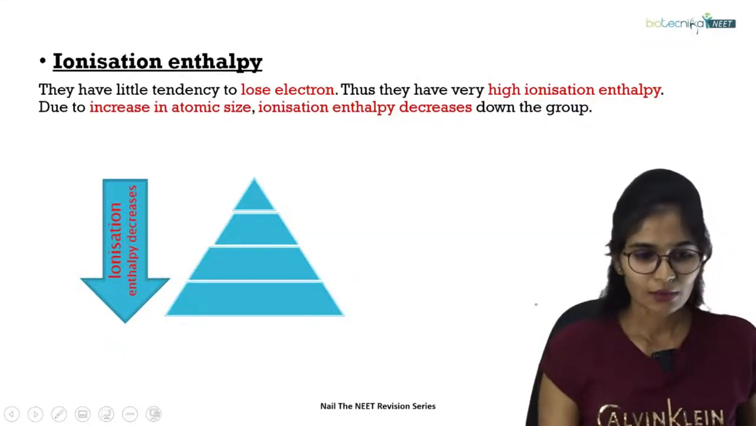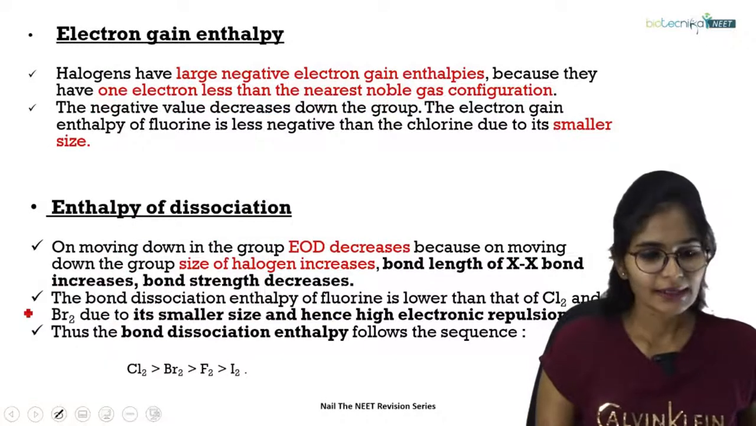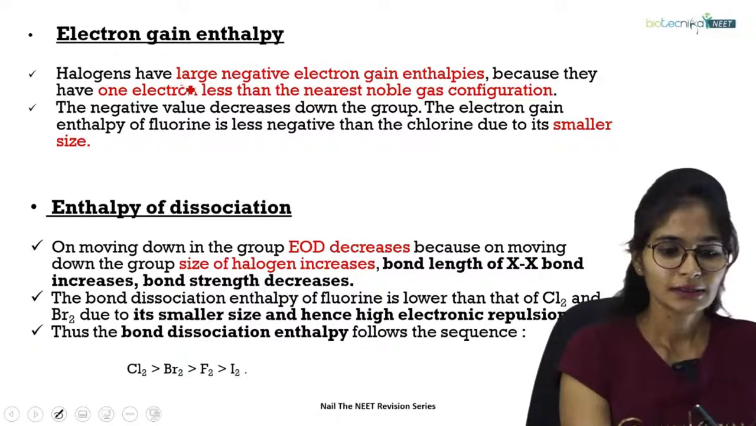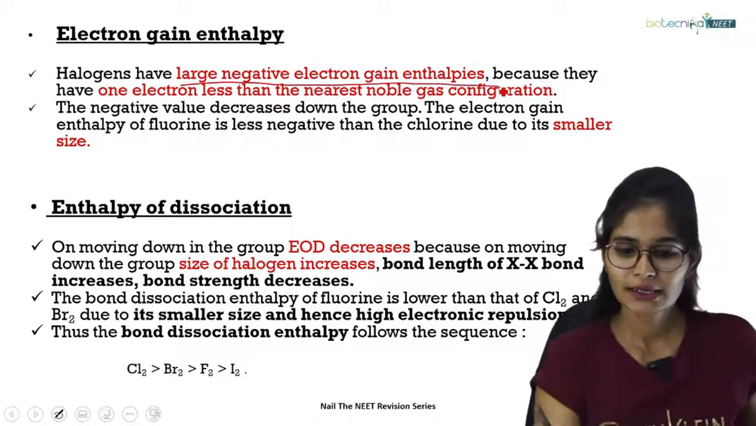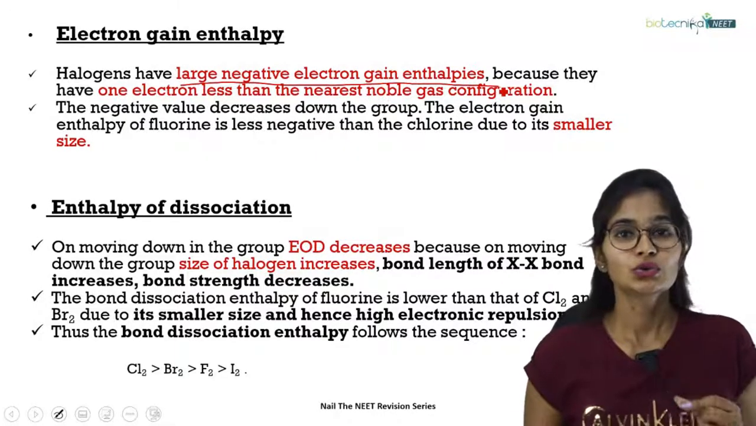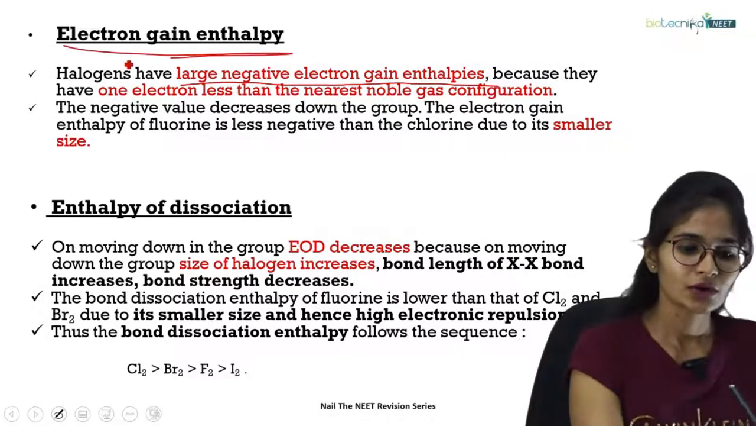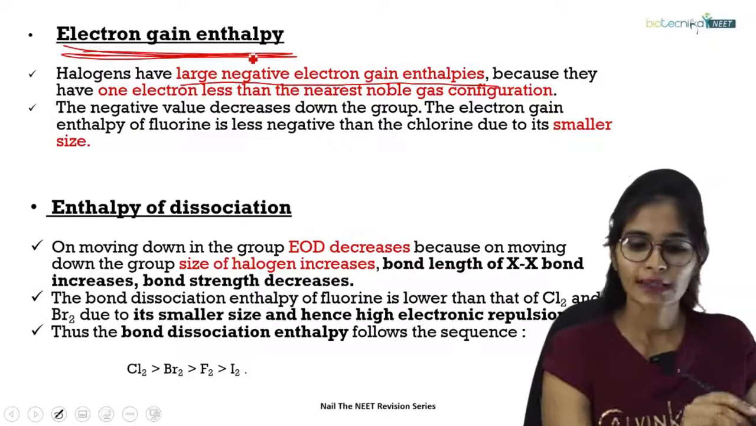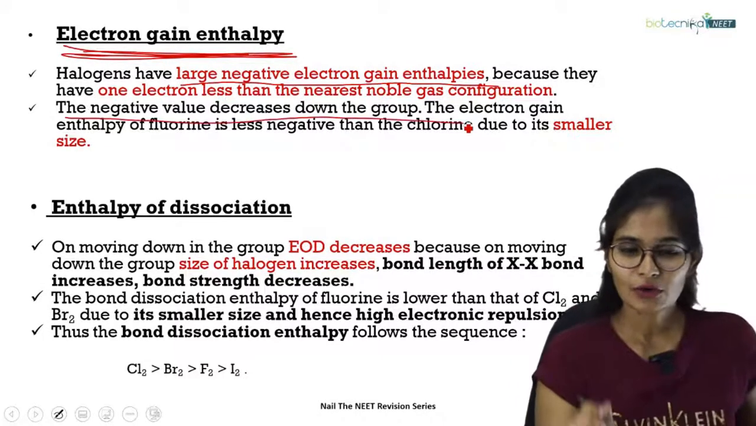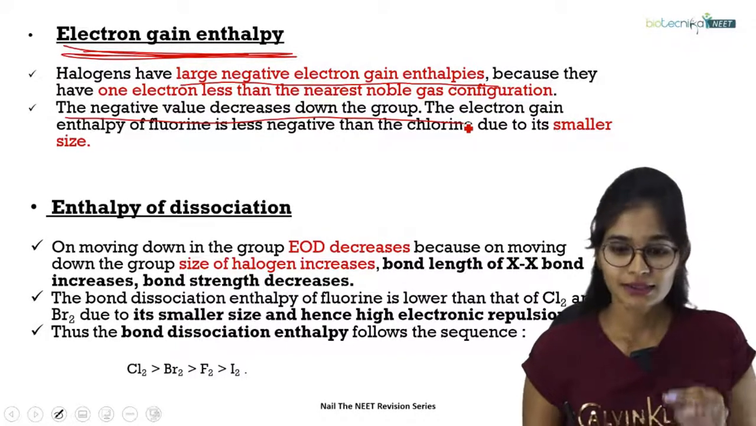Apart from that, what else can you have? That is electron gain enthalpy. As you can see, the halogens have high negative electron gain enthalpy because they readily accept one electron to attain the noble gas configuration. That's why we can say they have higher electron gain enthalpy compared to all elements in the p block. And the negative value decreases down the group, as we have seen with respect to ionization energy.